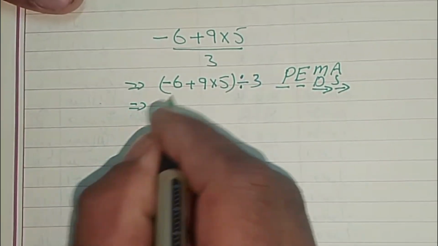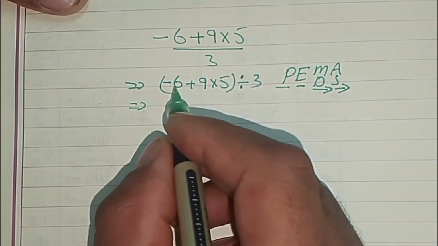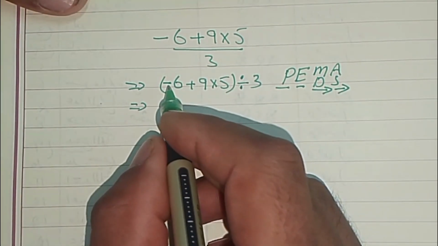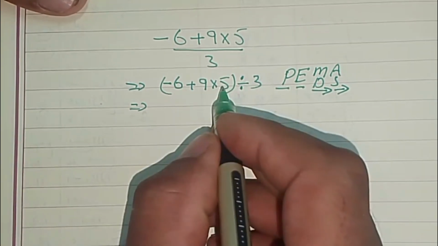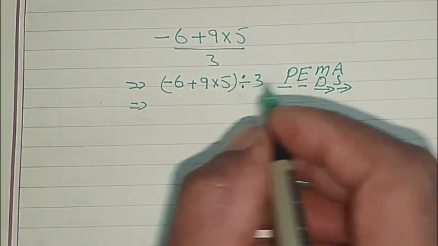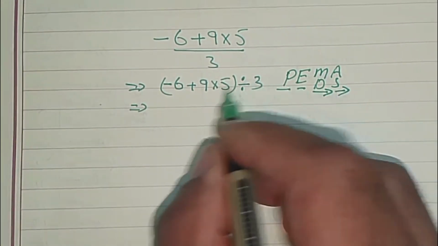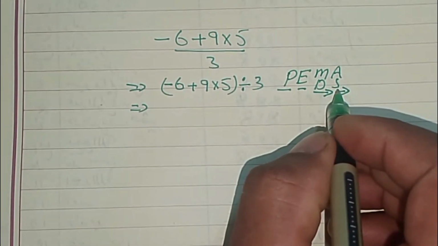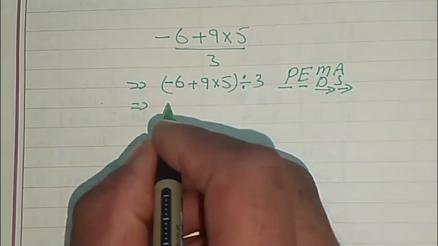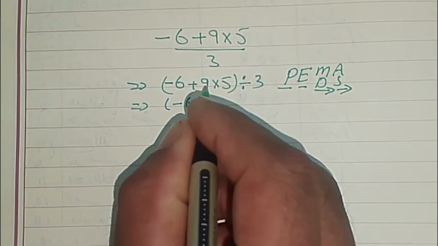So the equation becomes minus 6, according to the rule. Now we have one subtraction, one addition, and one multiplication. So according to the rule, first we solve multiplication, then we solve addition or subtraction. So the equation becomes minus 6.